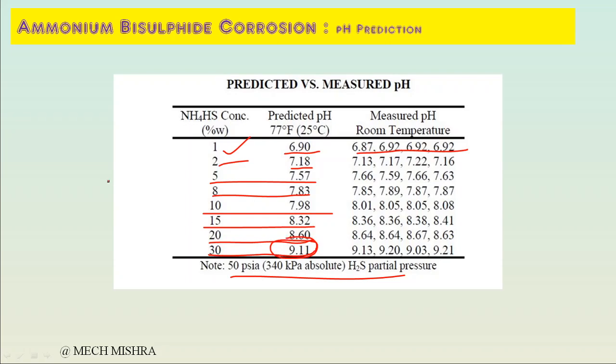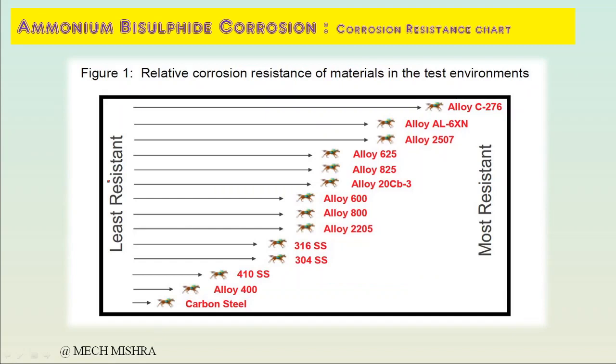So these are the predicted pH based on the NH4HS concentration. Now coming to the corrosion resistance chart: which metallurgies are more resistant and which are less resistant? Carbon steel is the least resistant to NH4HS corrosion. Next is alloy 400, which shows somewhat better resistance than carbon steel.